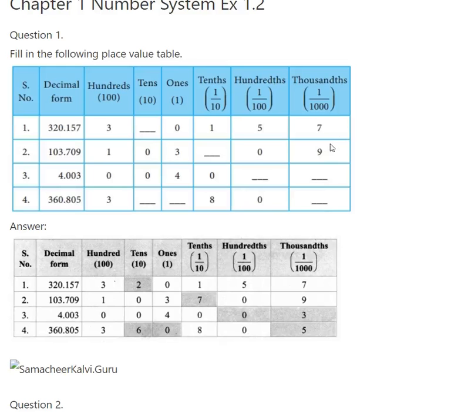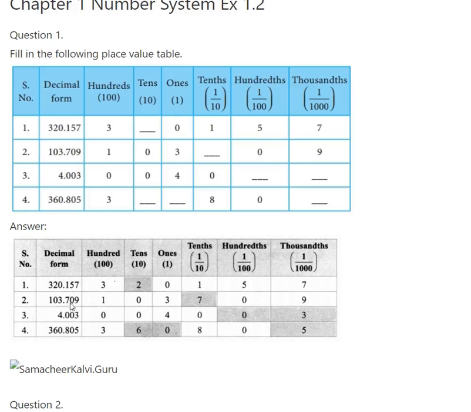Your book is not there, so you people have to draw this tabular column in your classwork and write only the answers for now, right? So this is the given question. Find the missing digits in the following place value table. So this is the given number 320.157. Tens place is missing. Very easy. 2 is in the tens place. That's all. Write 2 in the box.